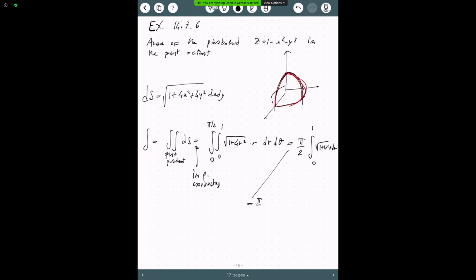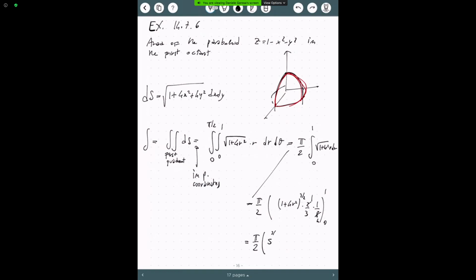What is this equal to? Okay, so this is of course 1 plus 4r squared to the power of 3 divided by 2. Now I have to figure out the constants. When I differentiate this guy, I get a 3 divided by 2, so I get times 2 divided by 3. But then I get also a 4 times 2r, so 1 divided by 8. So this is going to be pi divided by 2 times, for r equal to 1, I get 5 to the 3 divided by 2.